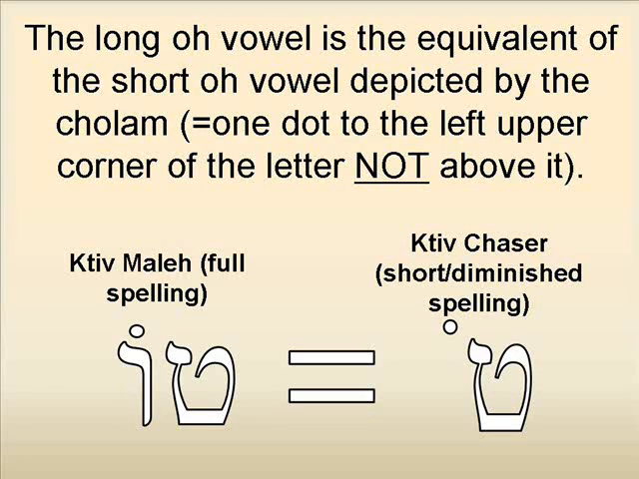The long O vowel is the equivalent of the short O vowel depicted by the cholam, one dot to the left upper corner of the letter, not above it. To, you have a tet with a dot, that's Ktiv chaser, which literally means short or diminished spelling. And then you have tet with a vav on top of it, sounds the same, to, which is Ktiv maleh, literally means full spelling or full writing.